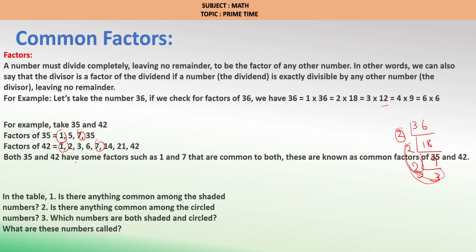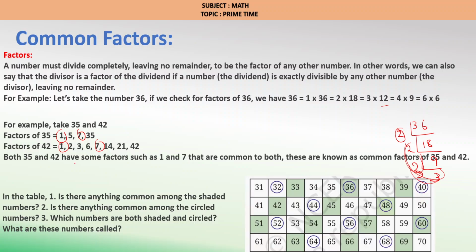In the table, is there anything common among the shaded numbers? Here, 1 is shaded, then 33, 36, 39, 42, 45. Yes, we can observe these are multiples of 3. So 3 11s are here, 3 12s, 3 13s, like that.